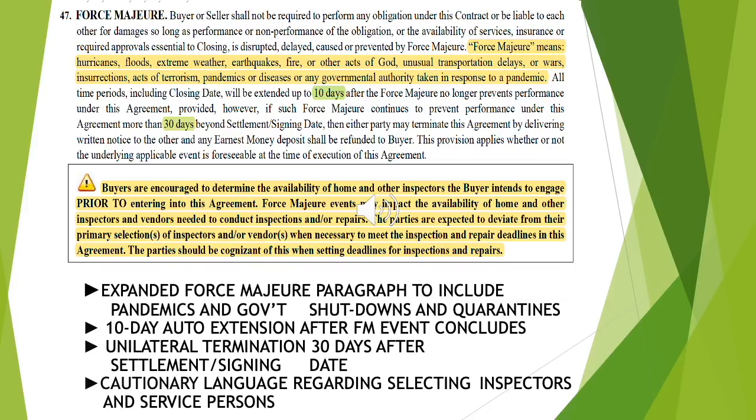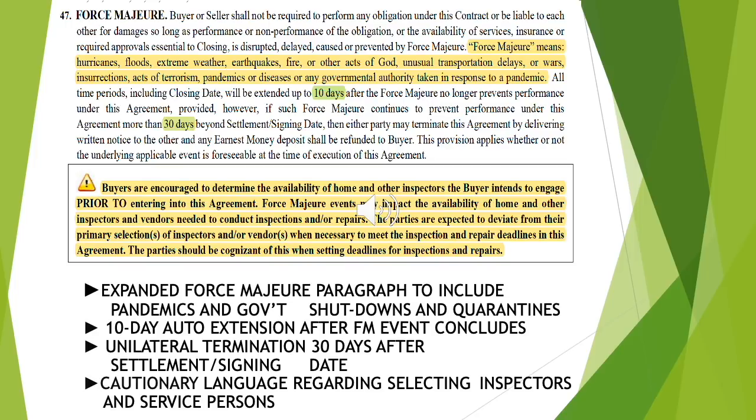We also then went on to say that in the event of a force majeure event, we are going to create an automatic extension in the performance deadlines in the contract. So, for example, if the bank shut down, then once they reopen, we're going to allow for an additional 10 days after that happens for people to perform on the contract.